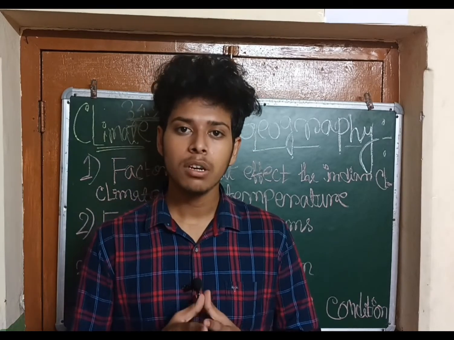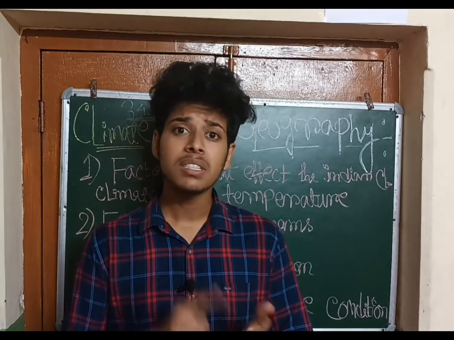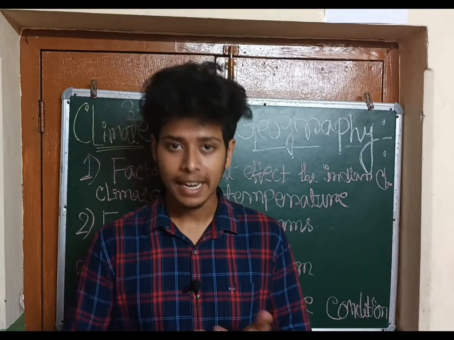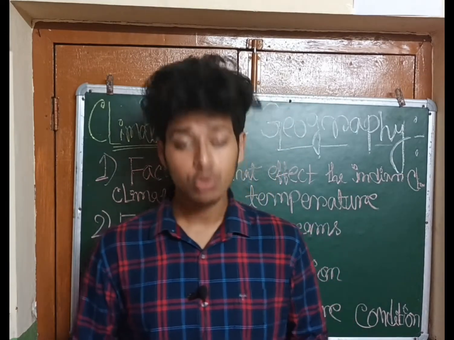So what is the latitudinal and longitudinal extent of India? The latitudinal extent of India lies from 6 degree north to 37 degree north latitude, and the Tropic of Cancer passes through the middle of the country.